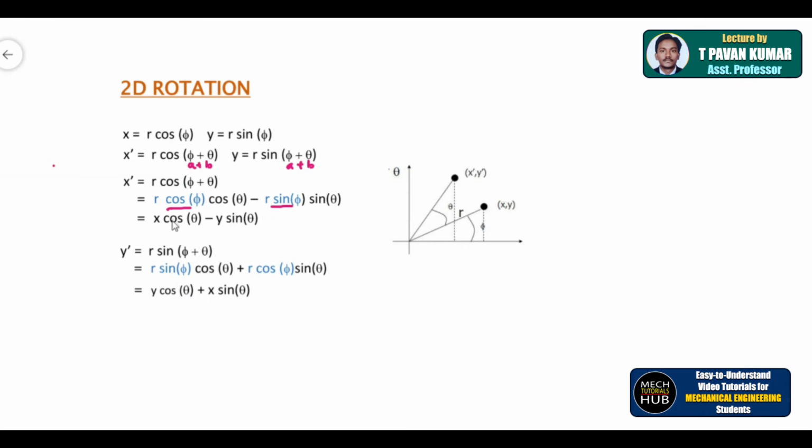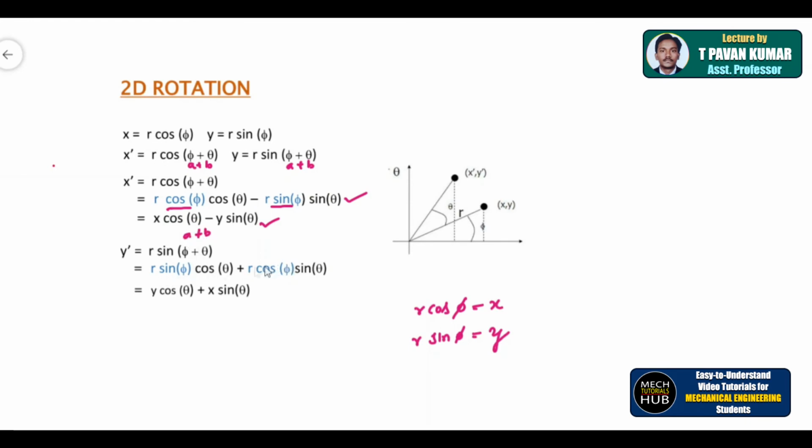Now here we are considering, just look at this particular equation. We are considering r cos phi is equal to x and r sin phi is equal to y. We are replacing this term with x and y, so we got this particular equation. Similarly, y prime is equal to r sin a plus b. Let us consider this as a plus b.